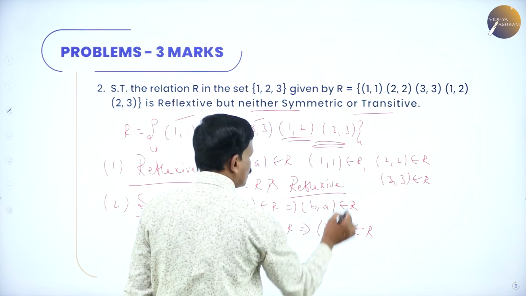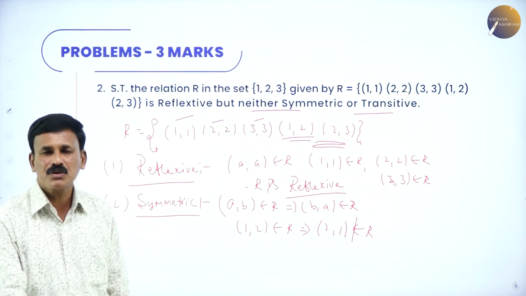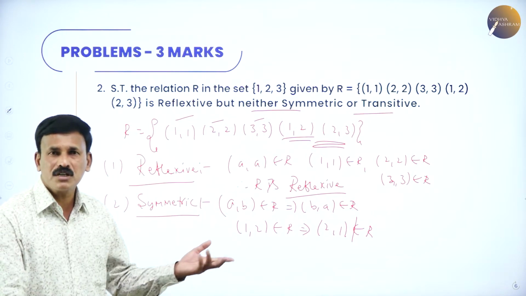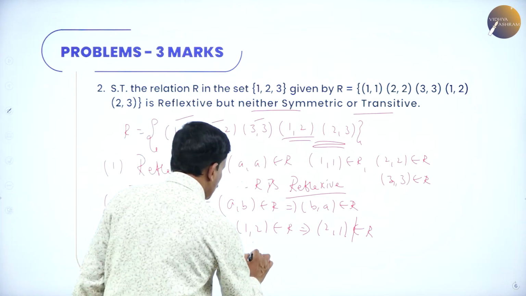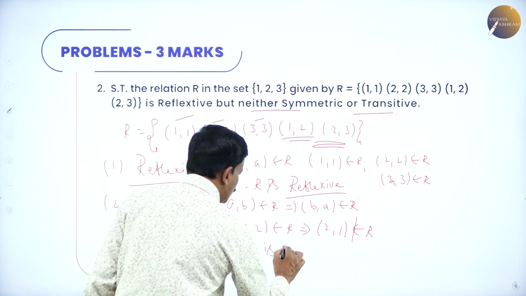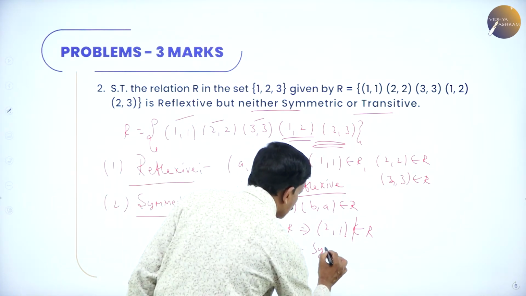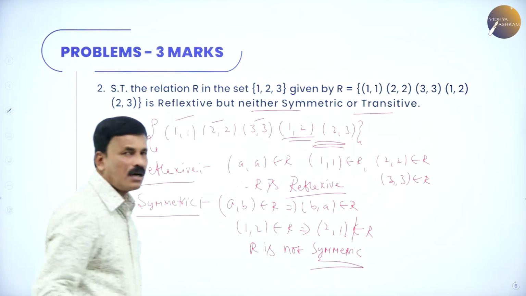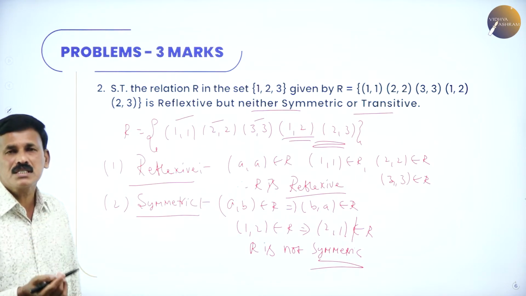So (2, 1) is not in the set R. So (2, 1) does not belong to R. (1, 2) belongs to R, whereas (2, 1) does not belong to the relation R. So therefore R is not symmetric. R is not symmetric because (1, 2) is in the relation R, but (2, 1) is not there.